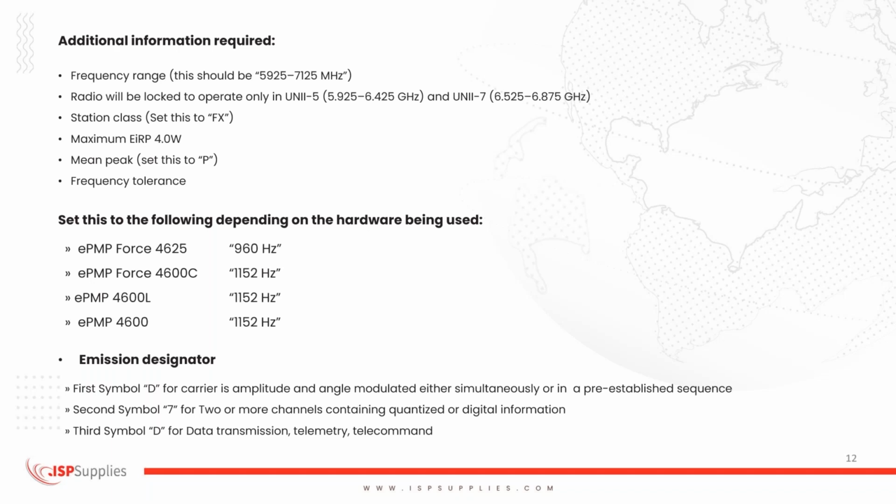So then the first symbol is D, and that's the amplitude and angle modulation, which basically is OFDM. Second symbol is 7. Now, if you look at the other equipment's FCC certification, it will have the exact same thing. It might be slightly different, but more than likely it's fairly similar to this. Second symbol is 7 for 2 or more channels. Third symbol is D for data transmission, because it's not telemetry or telecommand.